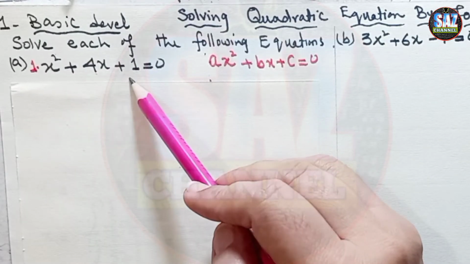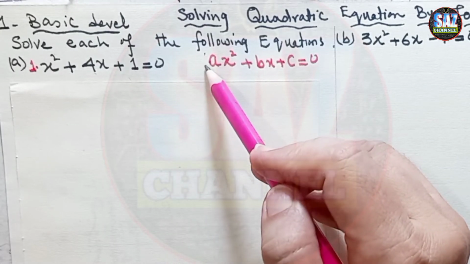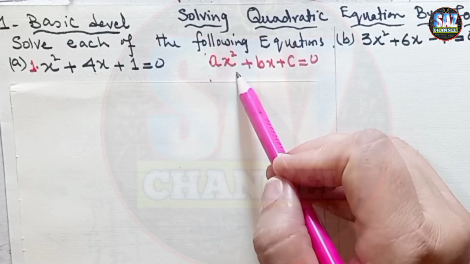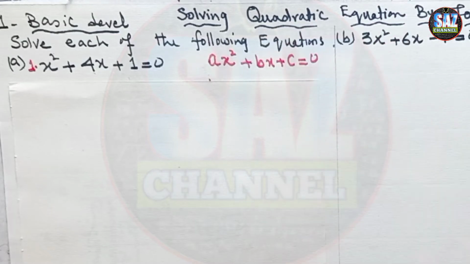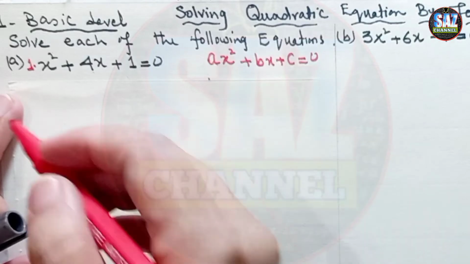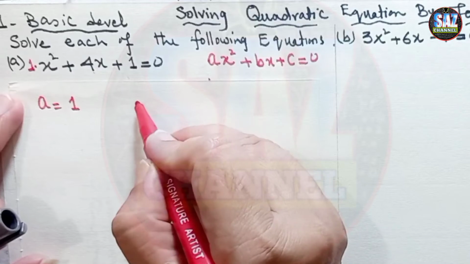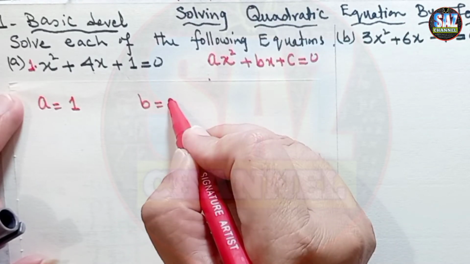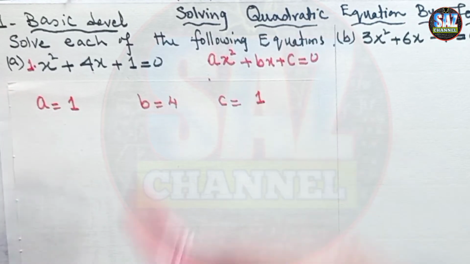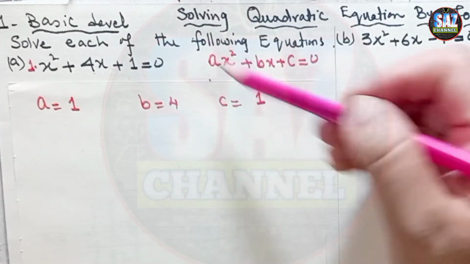Yes, the given equation is in standard form, and after that we have to compare the given equation with the general standard form of a quadratic equation, that is ax square plus bx plus c equals 0, and identify a, b and c. So a equals 1, b equals 4 and c equals 1. I have to be really careful. a equals 1, b equals 4 and c equals 1.